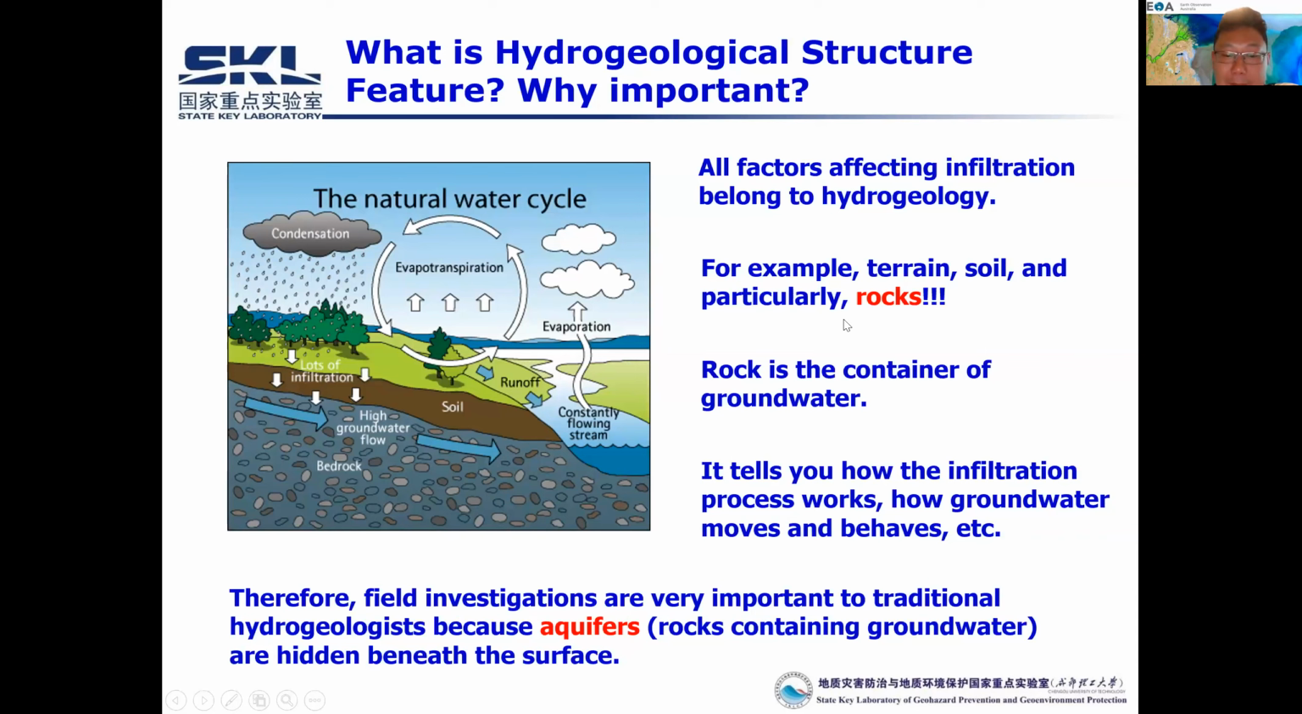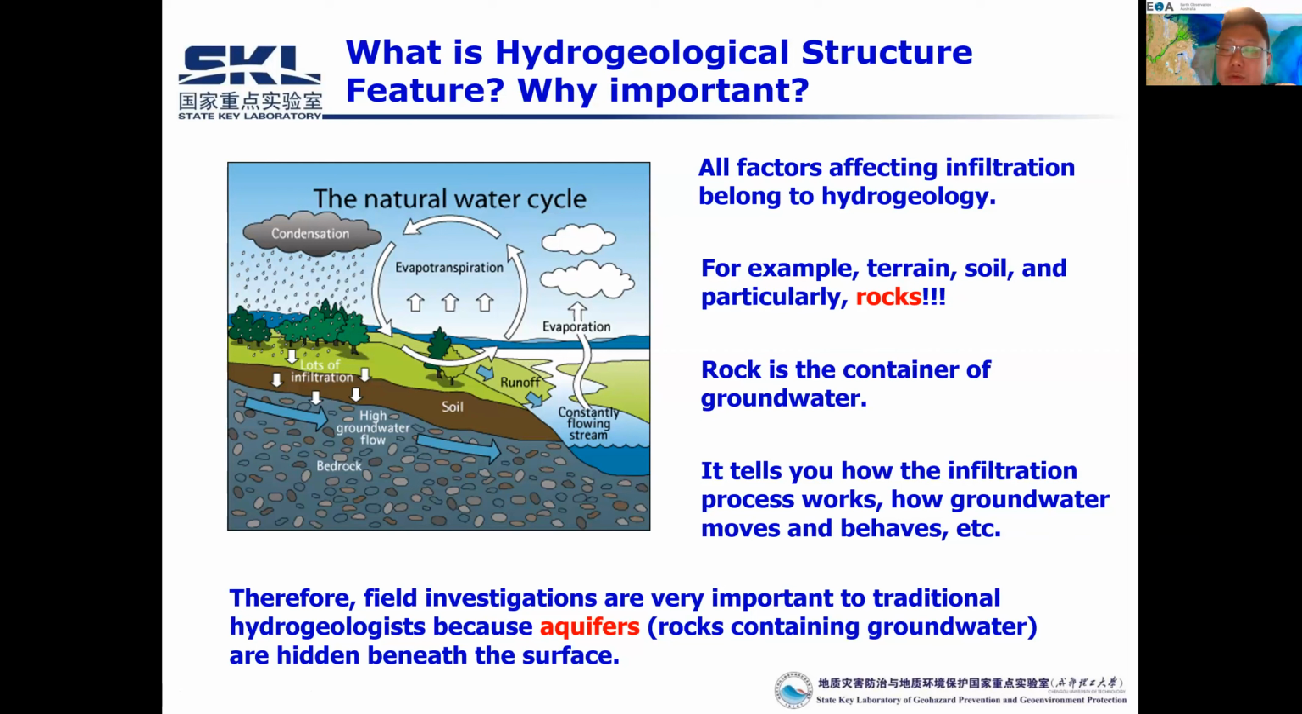From my personal understanding, the definition of hydrogeologic structure features is very simple. Anything affecting the infiltration process can be called a hydrogeologic structure feature, like the terrain, soil, or even vegetation. But strictly speaking, in the hydrogeologic field, the rock is the most relevant thing to hydrogeologic structure features.